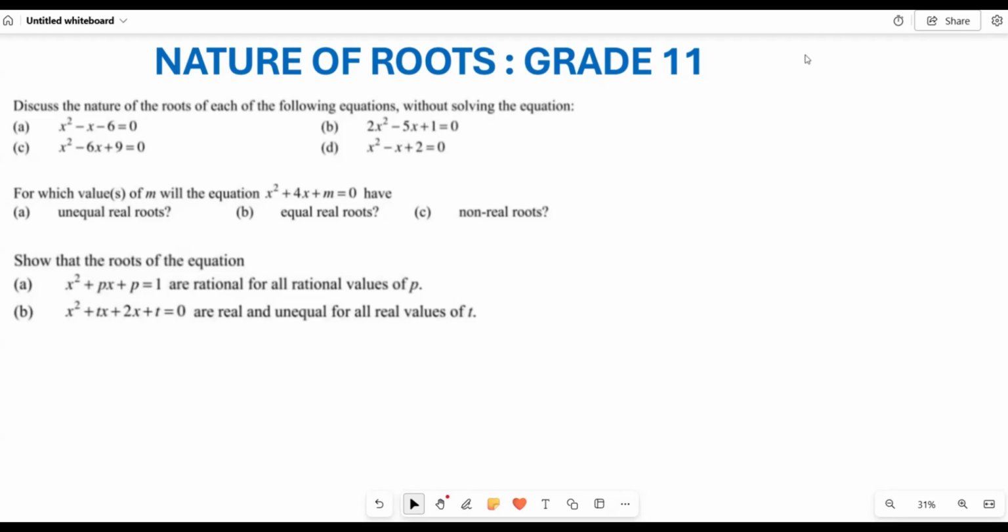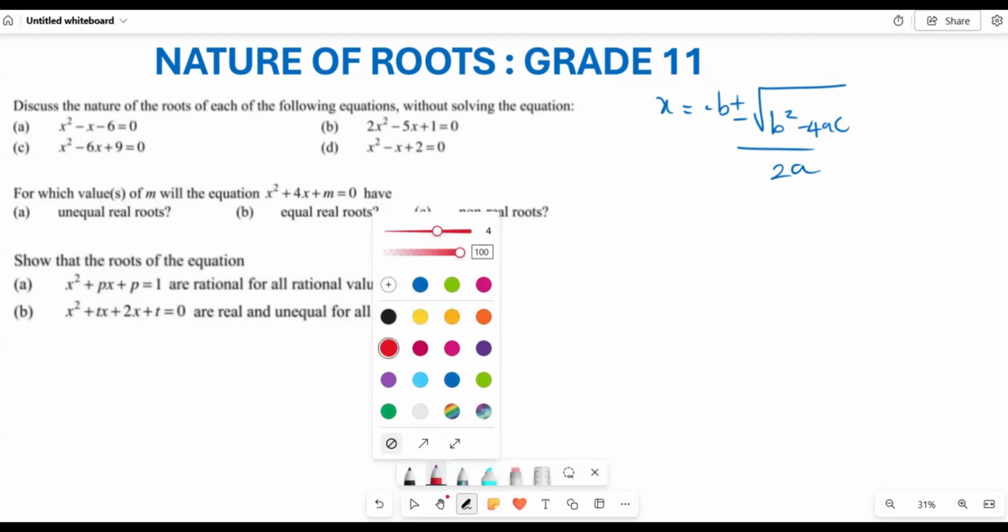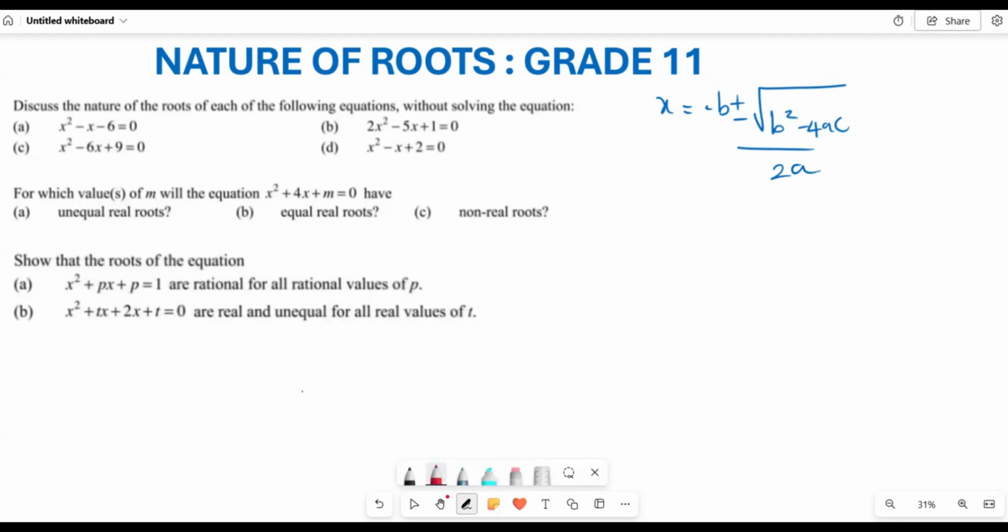As soon as we are speaking of natures of roots, our discussion is mostly on the solutions of quadratic equations, which we call the roots of the equation. Remember, from our quadratic formula, we have x equals negative b plus or minus the square root of b squared subtract 4ac, over 2a. Once again, what is it that we are doing here under natures of roots? Basically, we want to classify the roots here.